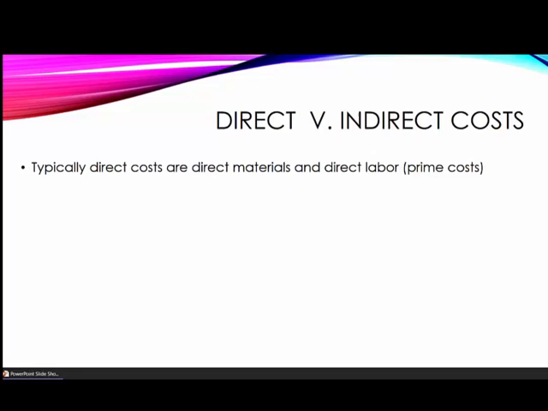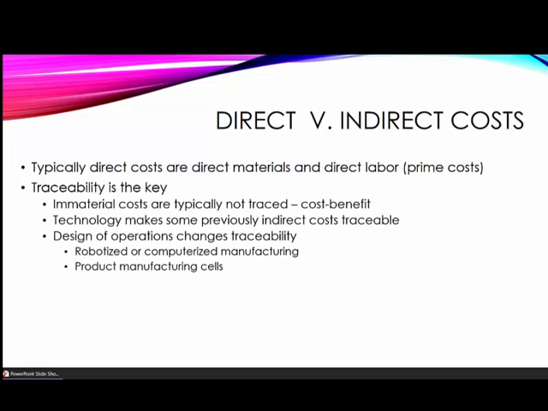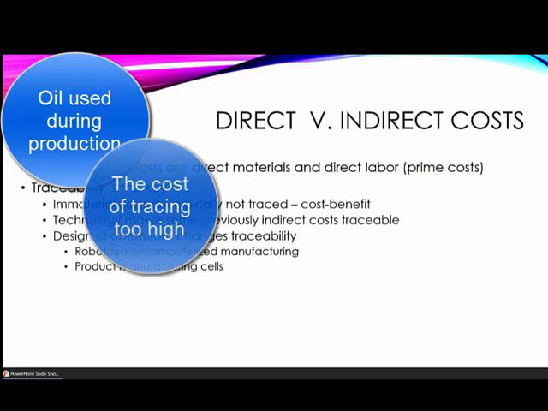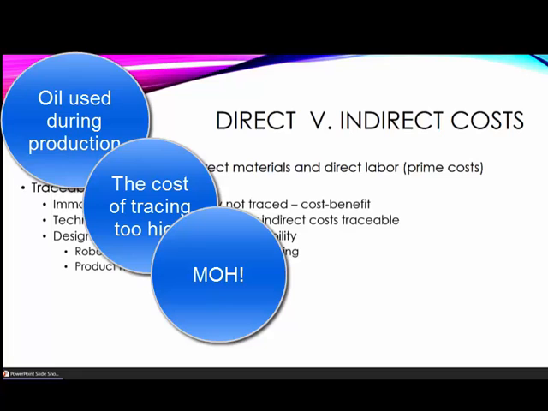So the next concept we need to get down are direct versus indirect costs. Typically, direct costs are direct materials and direct labor, otherwise called our prime costs, but traceability is the key. Typically, we're not going to worry about tracing an immaterial cost because there's no cost benefit. The benefit doesn't outweigh the cost. So for example, the oil that we're spraying on those muffin tins. Now, we're not going to try to figure out exactly how many grams of oil are used per muffin on average. It just doesn't make sense to do that. It's easier to throw the cost of the oil into the manufacturing overhead.